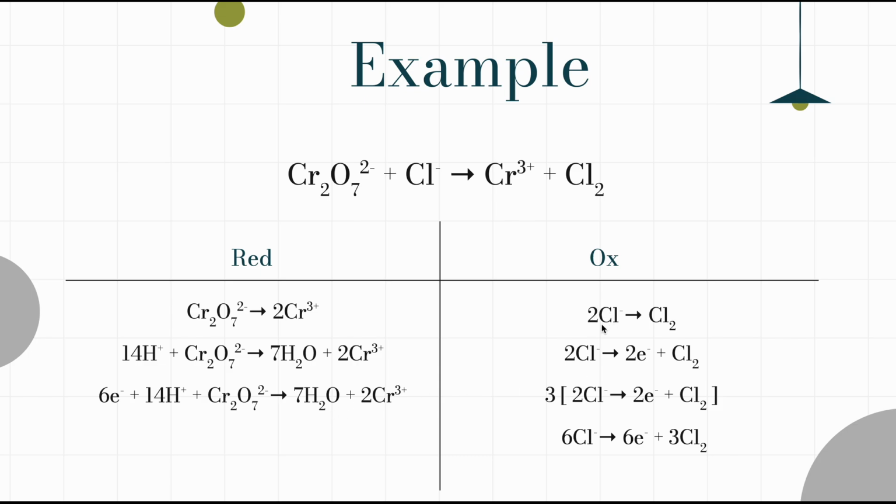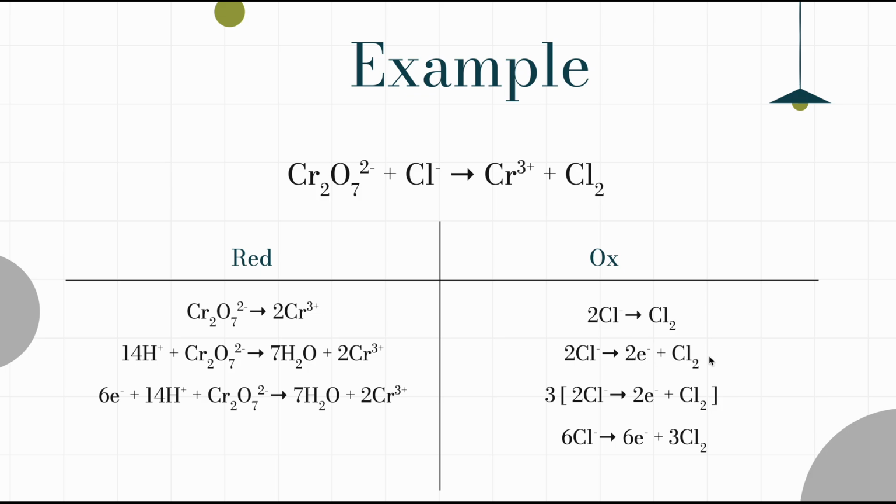In the oxidation half reaction, we have a total charge of 2- in the reactants, as we have 2 negative chlorine ions, but a total charge of 0, a neutral charge, in the products. So since we have this charge difference, we need to add 2 electrons to the products, as now we have a total charge of 2- in the reactants and 2- in the products, thanks to the 2 electrons.